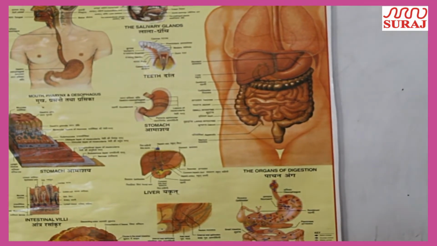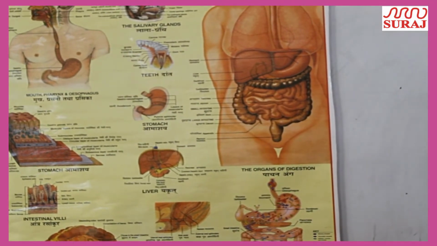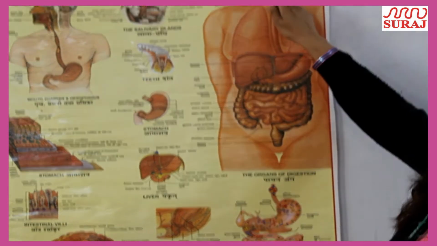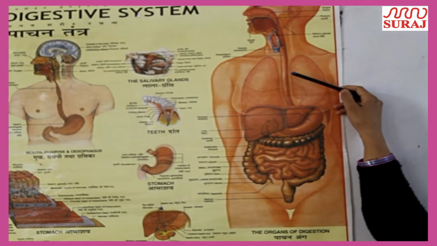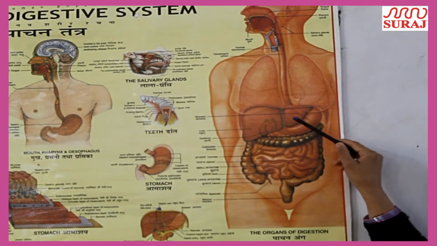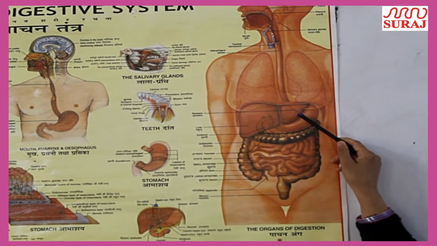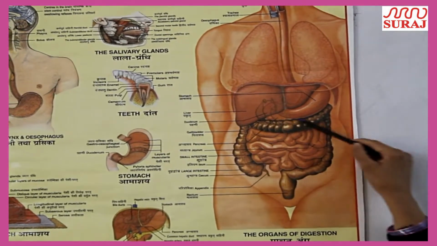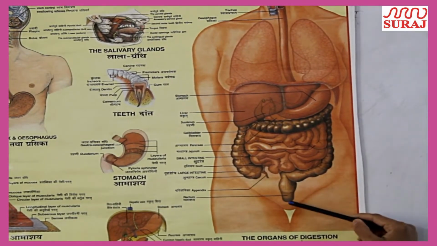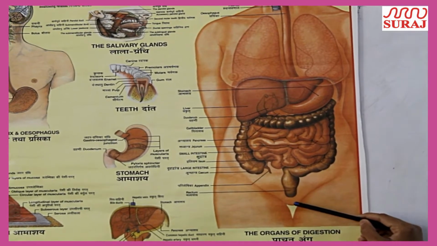Various organs are also associated with the digestive system: the mouth. This is a long pipe which is known as the esophagus or food pipe. After that, this is the stomach. After that, the small intestine. This is the large intestine, then the rectum, and lastly the anus.